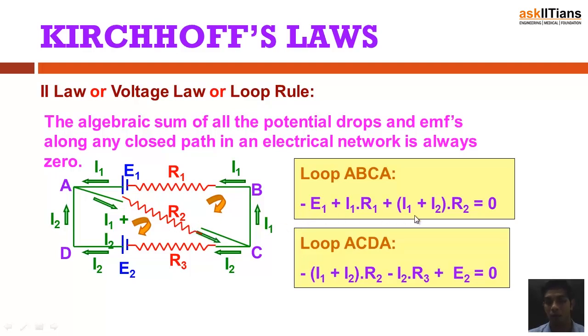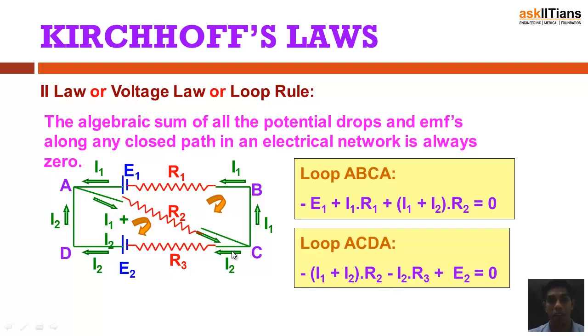So the sum of these three will be 0 according to the loop law, or let's say the other version of conservation of energy. Same goes for loop ACDA. In ACDA, I'm moving from here to here, so the current is I1 plus I2. So (I1 plus I2) into R2 with a minus sign. Why? Because I'm moving with the current, so work done will be negative, because I will try to restrict it.